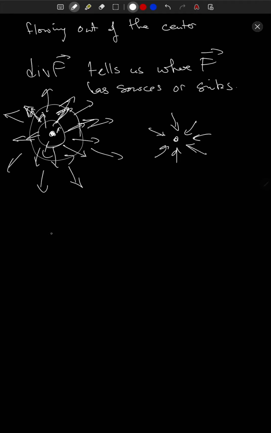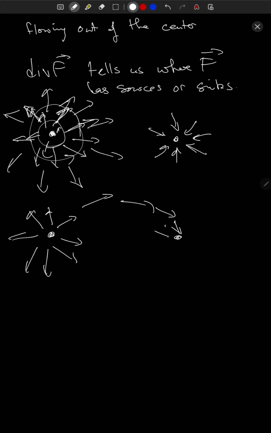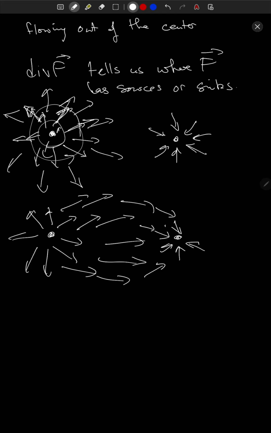All right. So everybody will have probably seen a picture like this, right, of a magnetic field from physics. So in this case, divergence here is positive, and divergence here is negative, at least according to what this picture tells me.